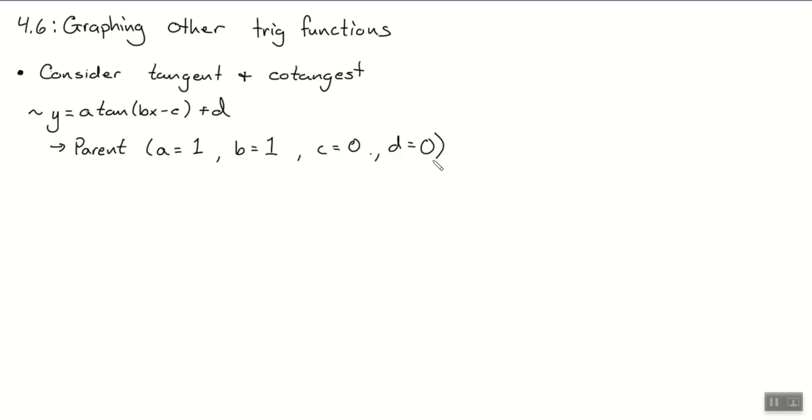If we were to set A as 1 and B as 1 and C as 0 and D as 0, we have the simplest possible function. What is the simplest possible function? Y equals the tangent of x. Now we call it y or f of x or g of theta. It doesn't matter. I, for no reason, picked y.